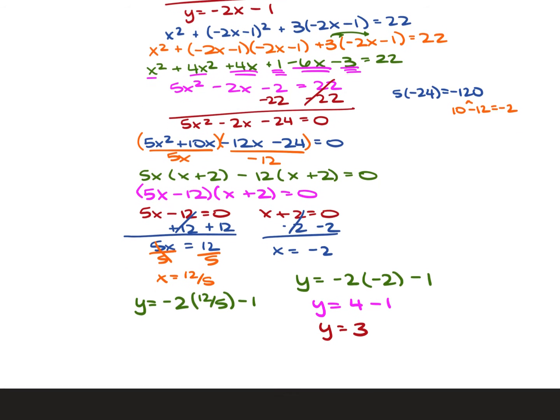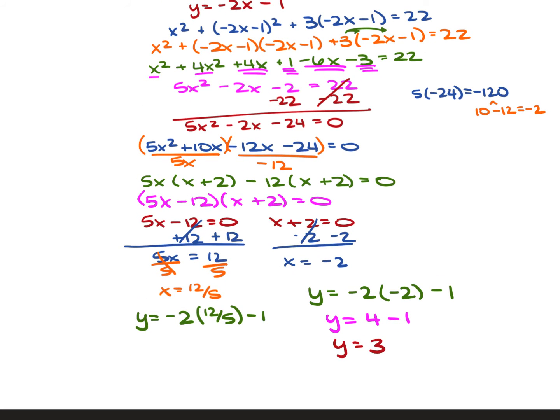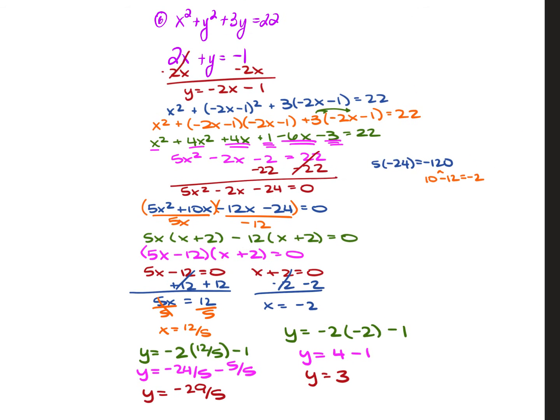For the negative 2 times 12 over 5 minus 1, this is going to give us y is equal to negative 24 over 5 minus 5 over 5, which then simplifies to be y is equal to negative 29 over 5. So when x is 12 over 5, our y is negative 29 over 5. And when x is negative 2, our y is 3.